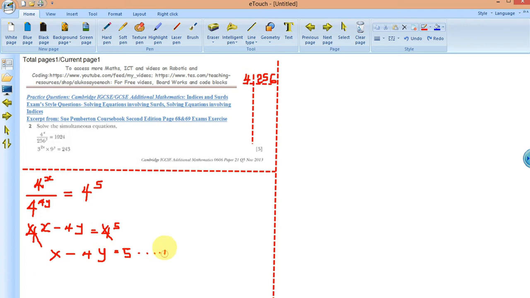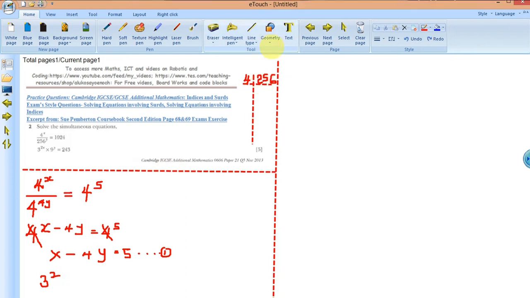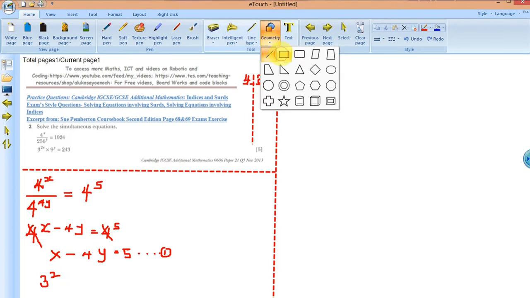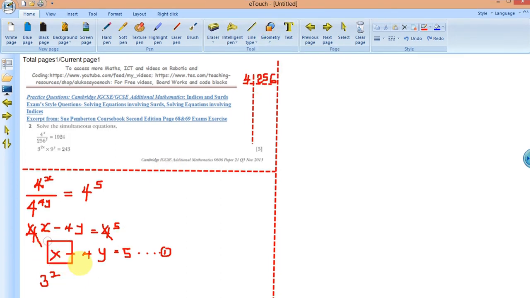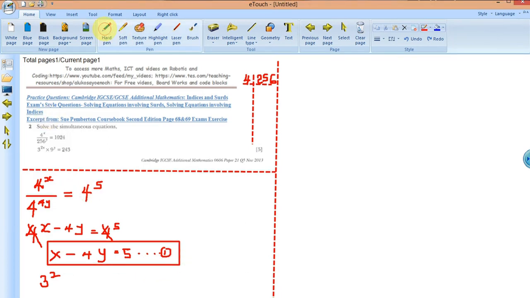Let me work on the second initial equation and reduce it to a linear equation. Here I'm going to express everything with base 3, so 3 raised to the power of something. So I have 3 raised to the power 2x. Let me put the first equation in a rectangular box because I'm going to solve the system of equations simultaneously.